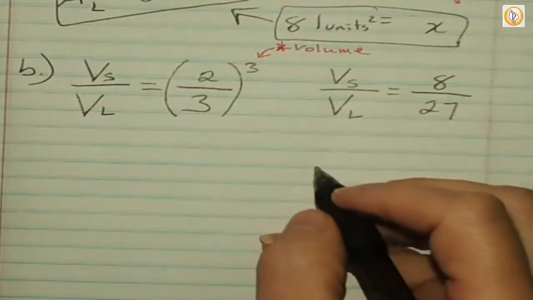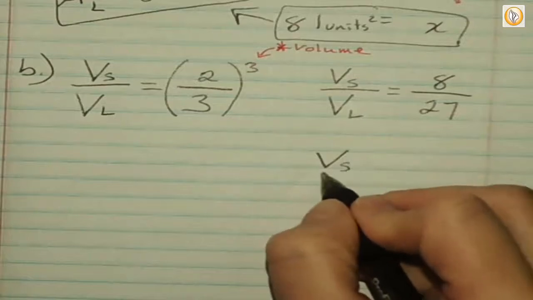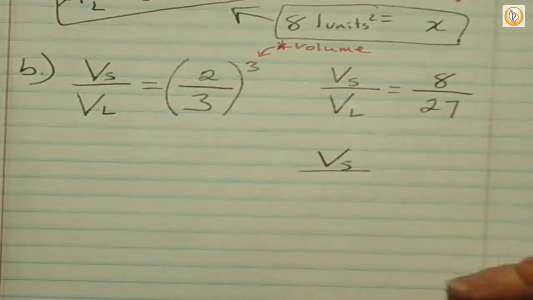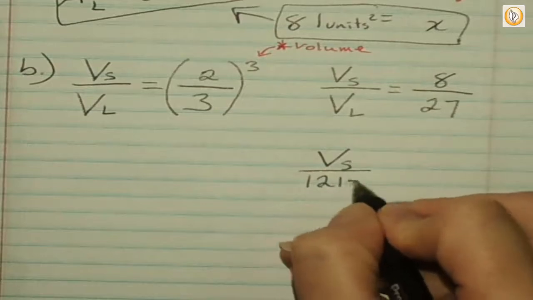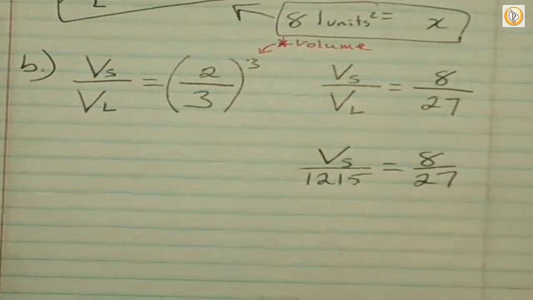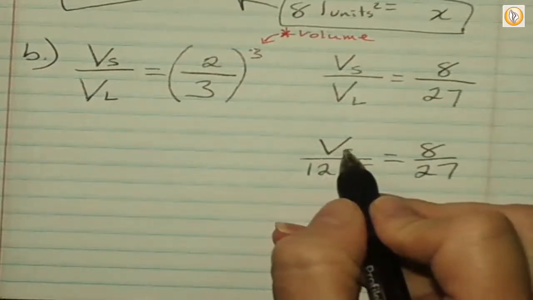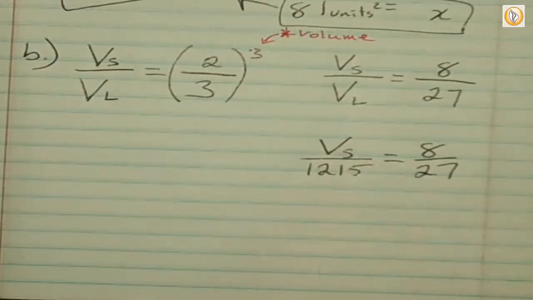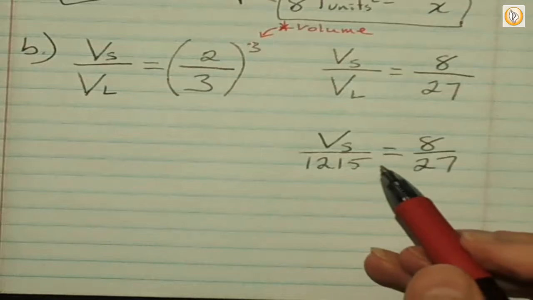Now, Morgan, you said they gave us the volume of the large. We're finding the small. It was 1215. And then we just bring down our ratio right here. Now we could put X here if y'all want. But if that was confusing you, we can keep it at volume small. I like the X better. Okay, it's whatever y'all want.